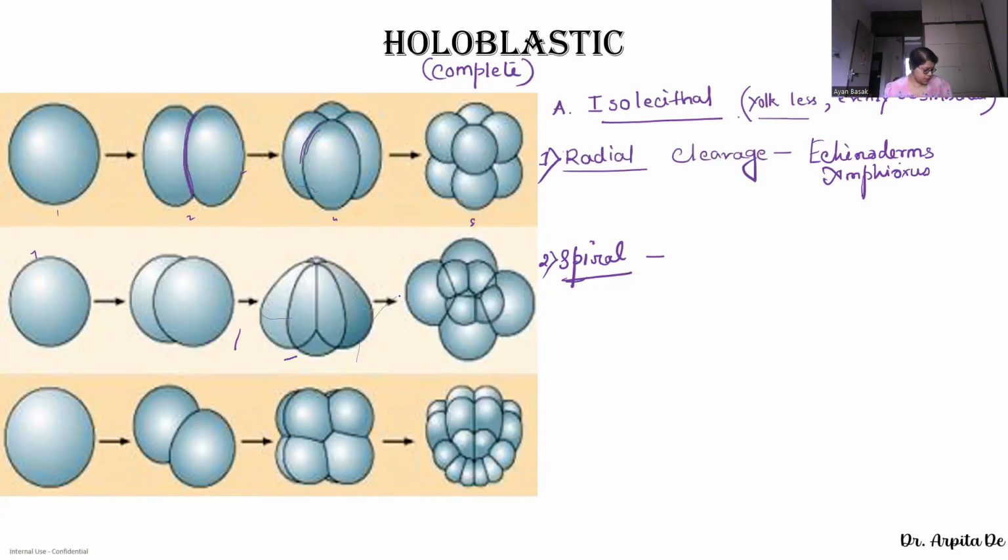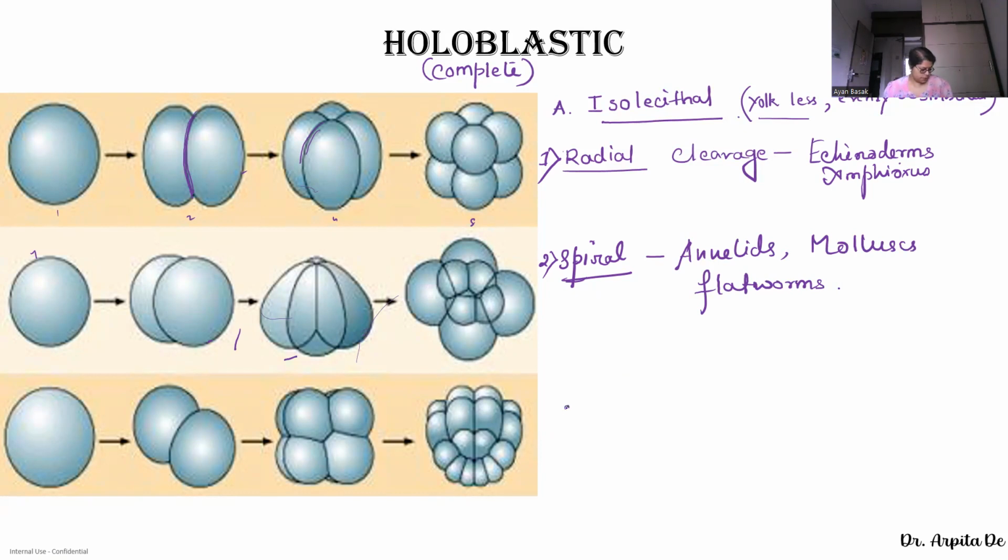So spiral cleavage is found in annelids, then mollusks, then flatworms also. Got it?